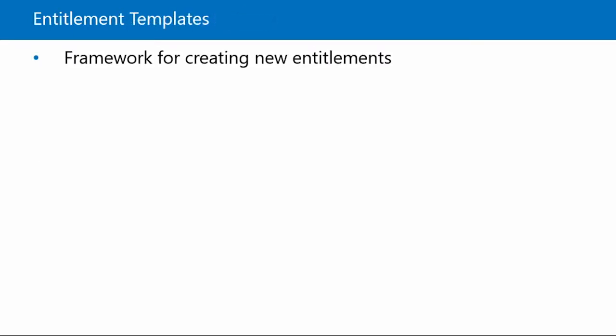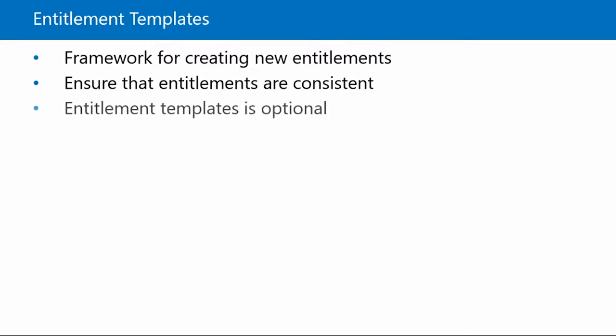Another key thing you can do when working with entitlements, especially when you create them, is you can either create them like you do with any other record, or you can create them from a template. An entitlement template is a framework for creating new entitlements. They ensure that entitlements are consistent across the organization. Using templates is optional. However, one of the benefits of these templates is that not only does it speed up the process for users to enter in the details about the entitlements, but it also ensures that they're consistent.